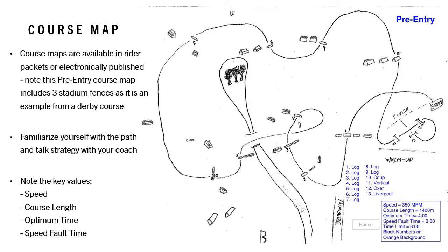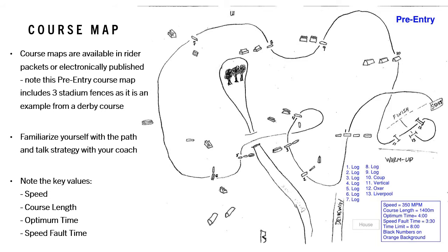So here I have an example to talk through. This is a course map for the pre-entry level from the Explore Eventing event number 3, which was a derby at Peekaboo Corner eventing facility. You will notice that the last 3 jumps on course were actually stadium jumps. That's okay. The timing and everything works exactly the same as if it was a full cross-country course.